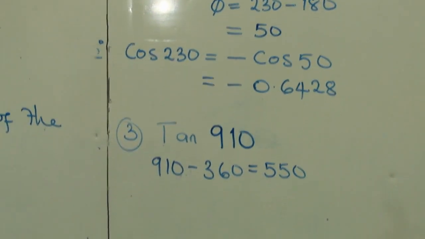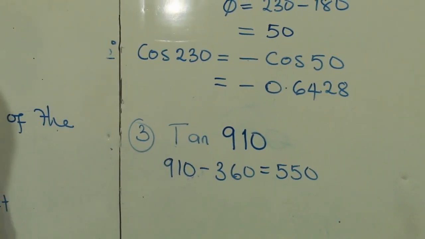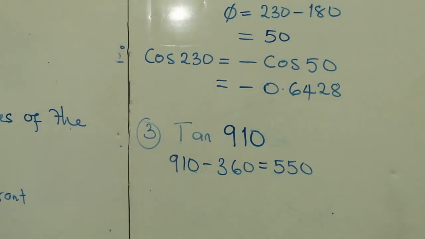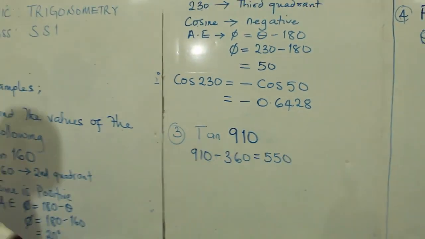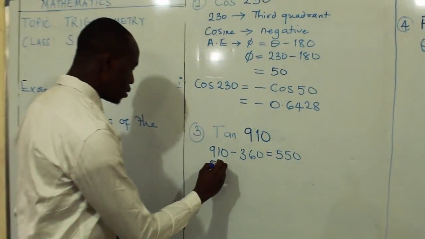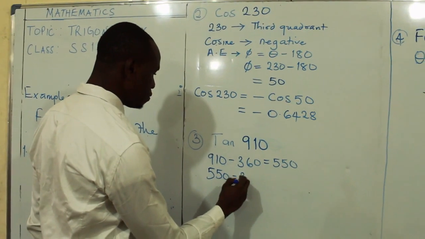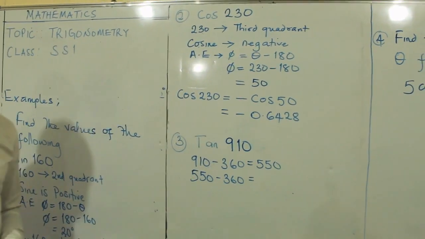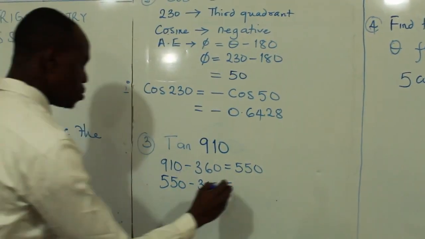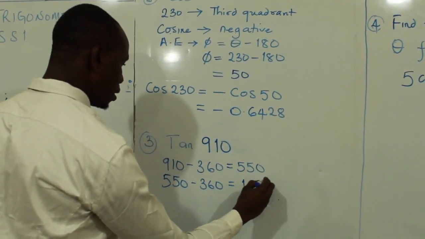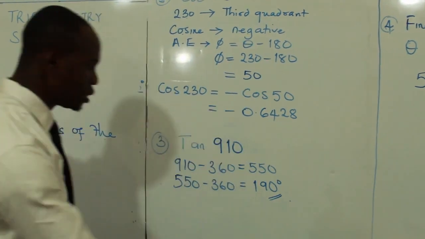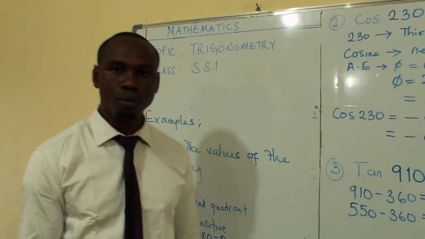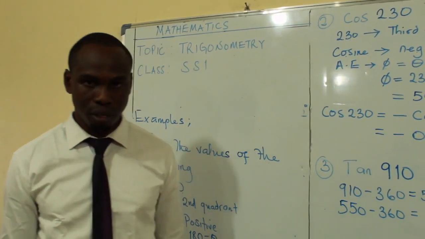And if you notice, 550 is still higher than the 360 in question. 550 is still higher than the value we have been learning. So I subtract another 360 from 550. When 360 is subtracted from 550, we'll get 190. Having gotten 190, we have brought 910 to a value between 0 and 360.